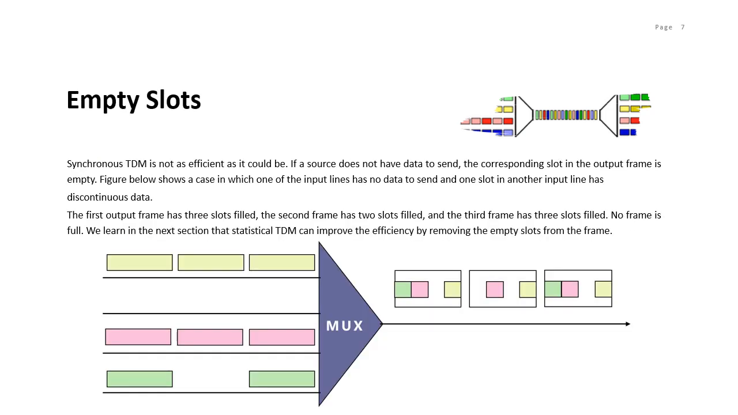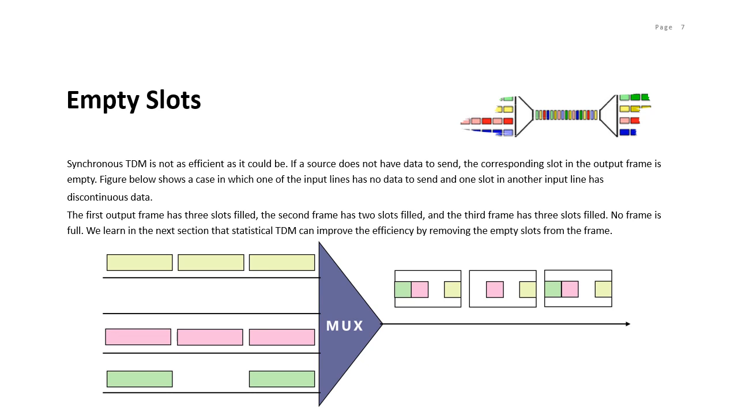Sometimes an input link may have no data to transmit. When that happens, one or more slots on the output link will go unused. That is wasteful of bandwidth. So as you can see, synchronous TDM is not as efficient as it could be.